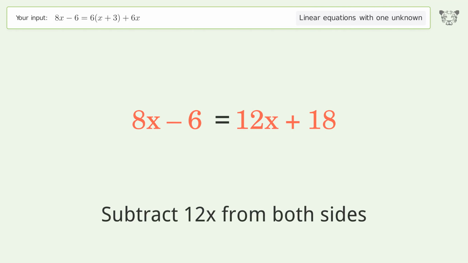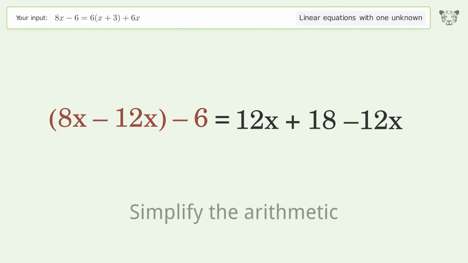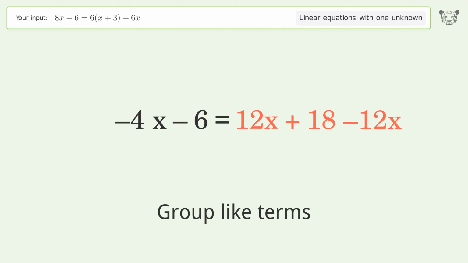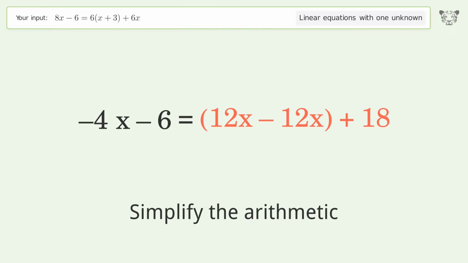Subtract 12x from both sides. Group like terms. Simplify the arithmetic. Group like terms. Simplify the arithmetic.